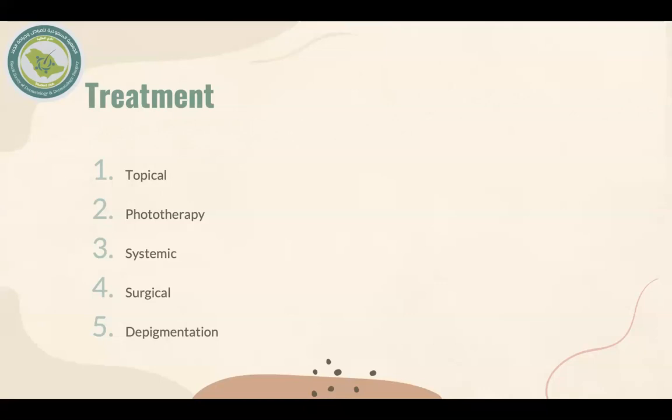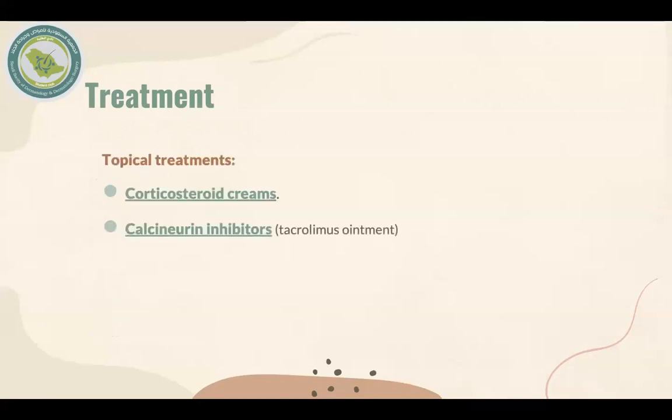We have a lot of choices, starting with topical, then phototherapy, then systemic, then surgical, then depigmentation treatment. Topical treatment includes corticosteroid cream. The potency depends on the site, applied either daily or twice daily in cyclical fashion with some days off. So we can use it 1 week on and 1 week off, or 5 days on and 2 days off.